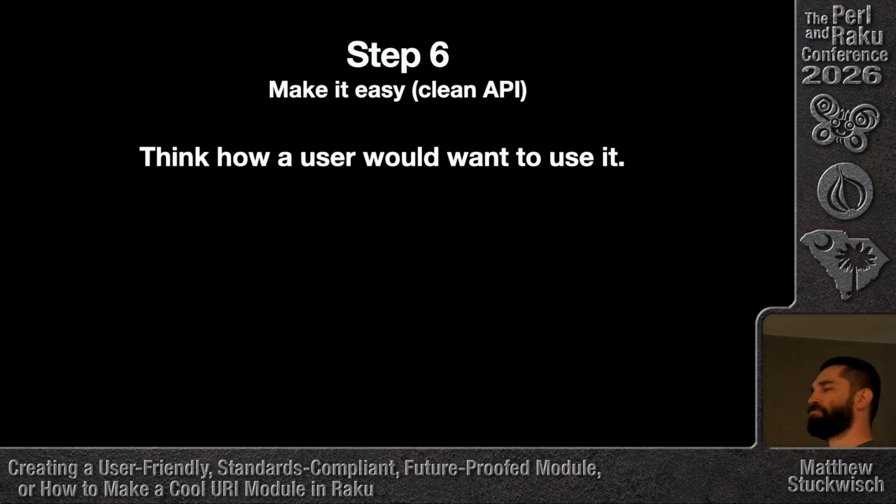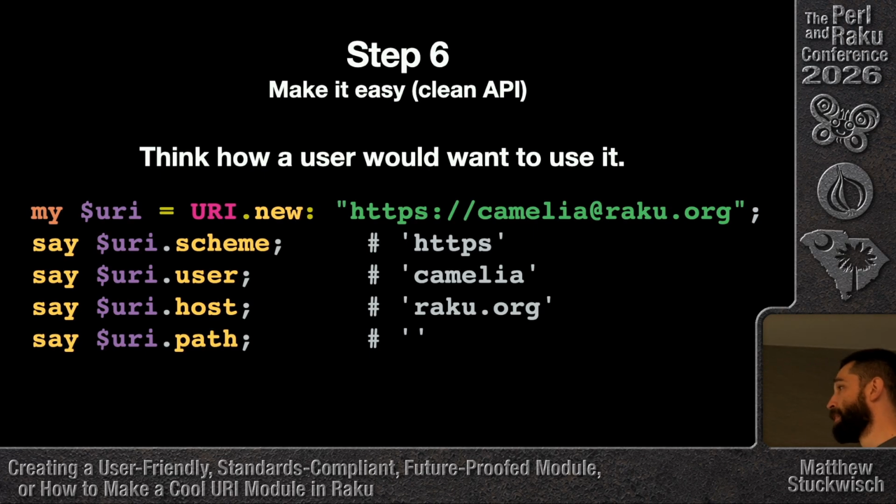Then step 6, make it easy. And what I mean is a clean API. Think how a user would want to use it. I think this sometimes can be one where we, as developers, are so used to using these things, we're like, oh, that's okay, I can manage whatever interface this particular module has, I'll just write some wrappers around it. But why make our end users have to create wrappers to make it easier to use? Keep it as simple as we can. So in this case, here's how this one works for me. Just say URI new, dump in the string, and now everything works on there. That seems pretty simple.